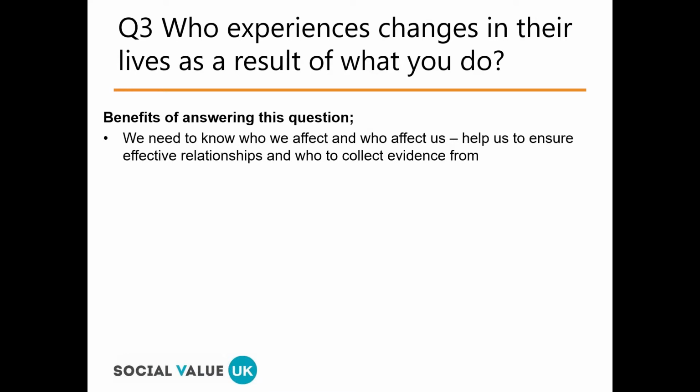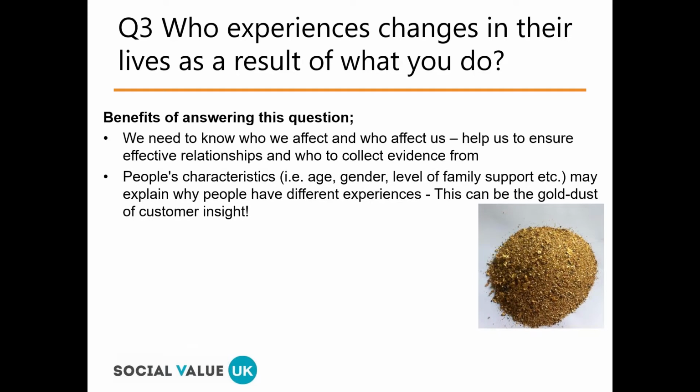We need to try and create those effective relationships. These are the people we will need to collect evidence from. But if we go a little bit deeper, and rather than thinking about, for example, service users or beneficiaries or clients, we start to think about the different characteristics that people have. Perhaps we have a group of people and there's differences. They have different characteristics that help explain why they experience our activities differently.